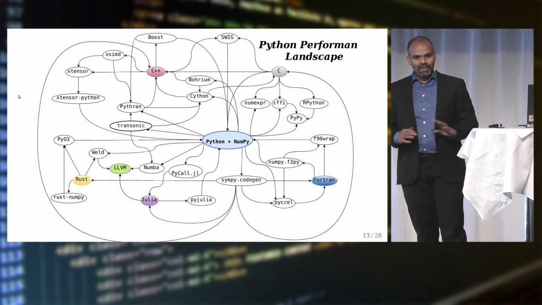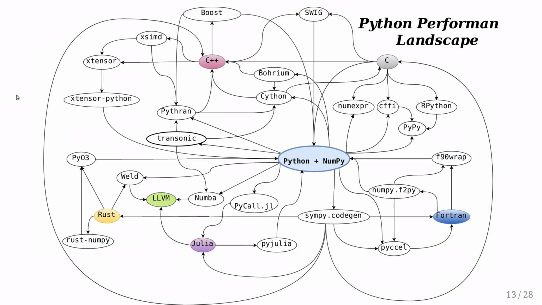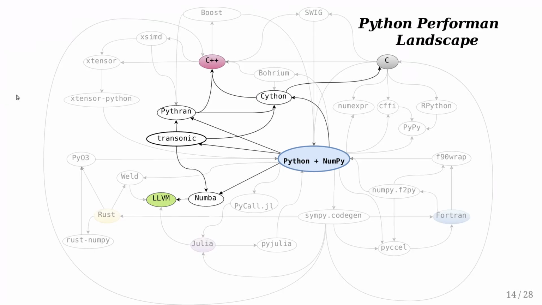So as you can see, there are a lot of packages, a lot of frameworks that you can target. Most of them target C++ or C. And there are some emerging ones with which you can run your program in Julia, Rust, or Fortran. But it will be too much for this talk to focus on all of those. So I limit our focus to what Transonic is trying to do. Transonic currently supports Cython, Pythran, and Numba.